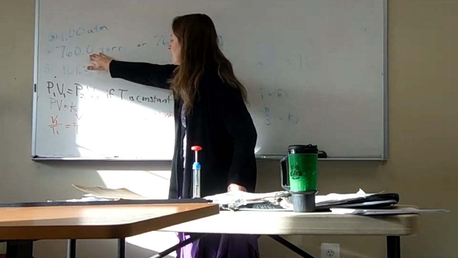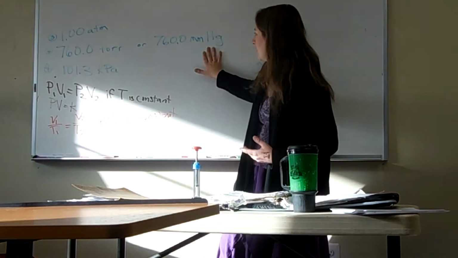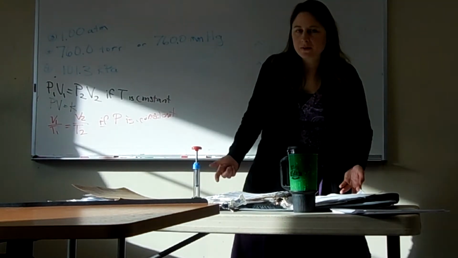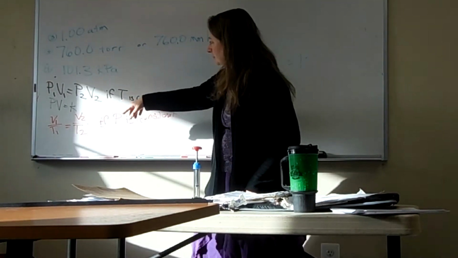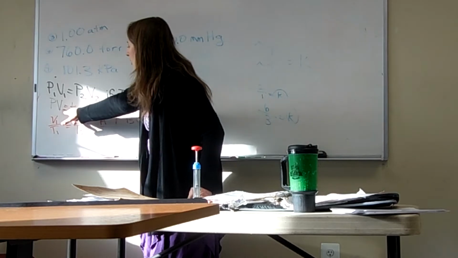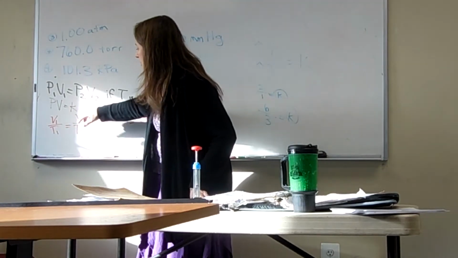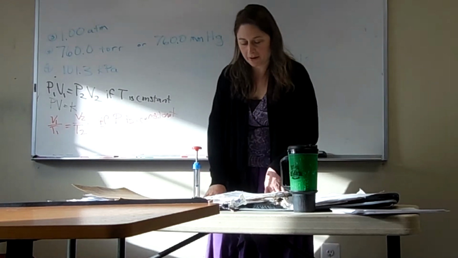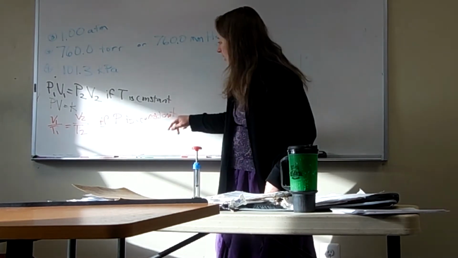1 atmosphere, 760 torr, which is 760 millimeters of mercury, 101.3 kilopascals. And then we talked about Boyle's law, which says pressure and volume are inversely proportional if temperature is constant. The caveat is required. Boyle's law doesn't work if temperature is not constant.